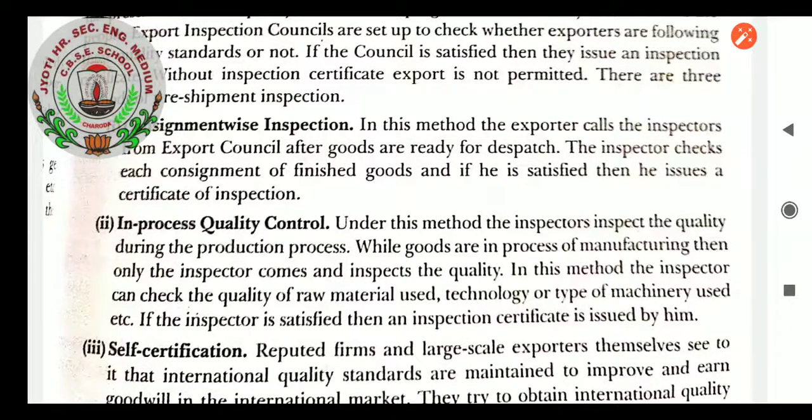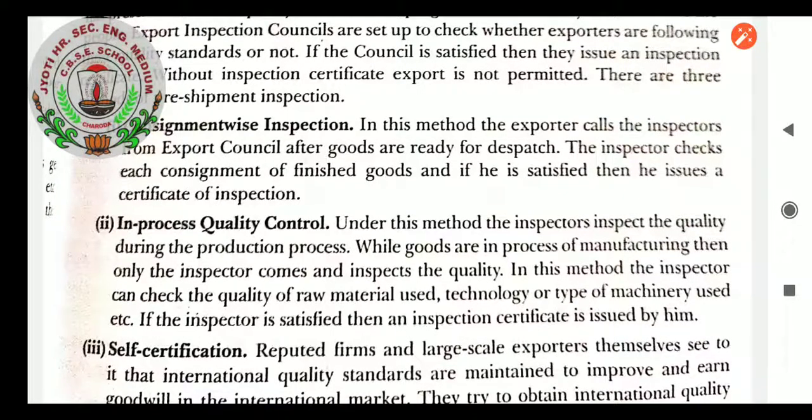So if we make the batch wise inspection of our goods, like first batch came, it is inspected, second batch in the second time. So in that method, the exporter calls the inspector from export council after goods are ready for dispatch. The inspector checks each consignment of finished goods, and if he is satisfied, then he issues a certificate of inspection. So who calls? Exporter calls. From where? From export council department, one inspector to inspect the goods.